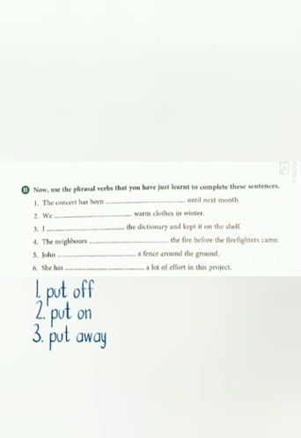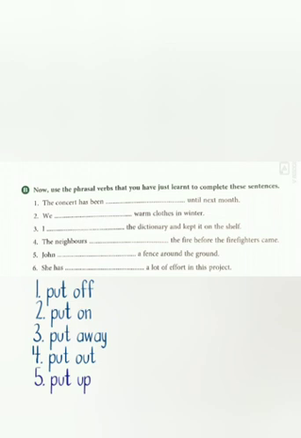Fourth one. The neighbors dashed the fire before the firefighters came. This we have seen, right? So the right answer is put out. The neighbors put out the fire before the firefighters came. Fifth one. John dash a fence around the ground. To build something, what is the phrasal verb you have to use? Yeah, it's put up. So the right answer is put up. John put up a fence around the ground.